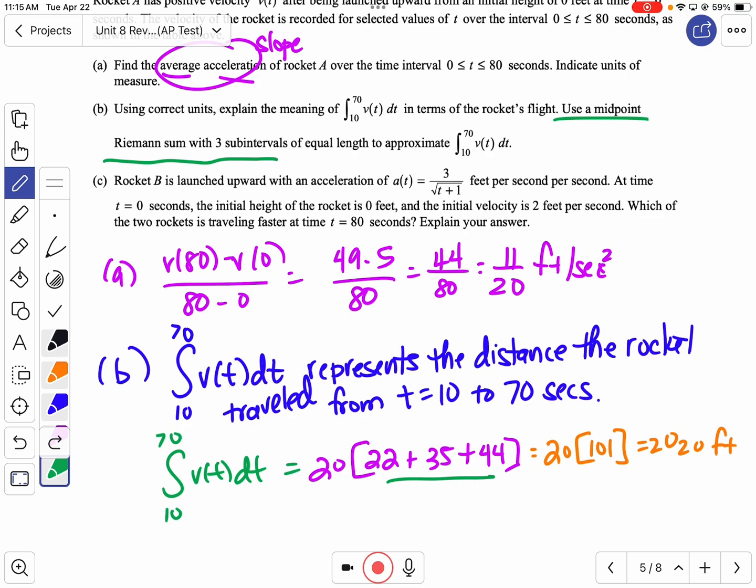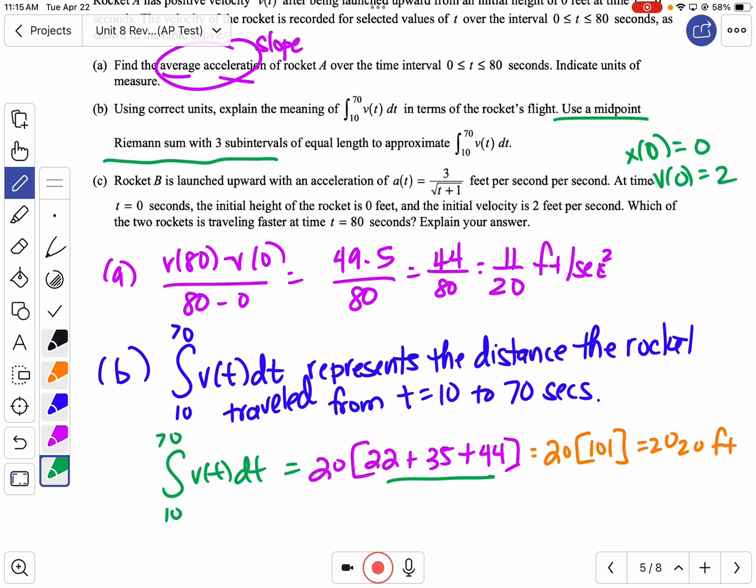All right. Now, the last part. It says rocket B is launched upward with an acceleration. All right, so it gives me the acceleration in feet per second squared at time t equals 0. The initial height of the rocket is 0 feet, and the initial velocity is 2 feet per second. Okay, so the initial height, so x of 0 is 0, and v of 0 is 2. Okay, which of the two rockets is traveling faster at 80 seconds?